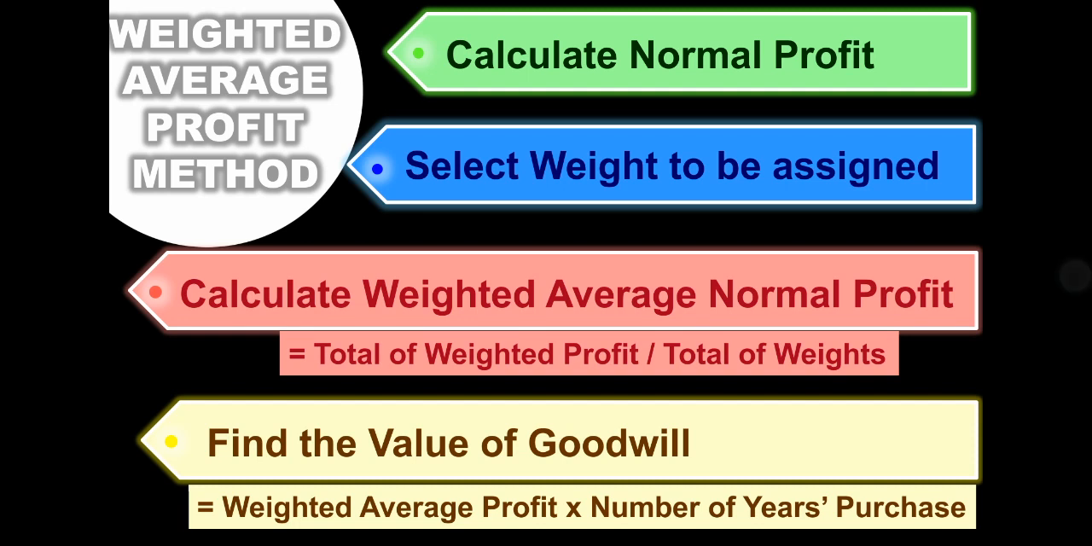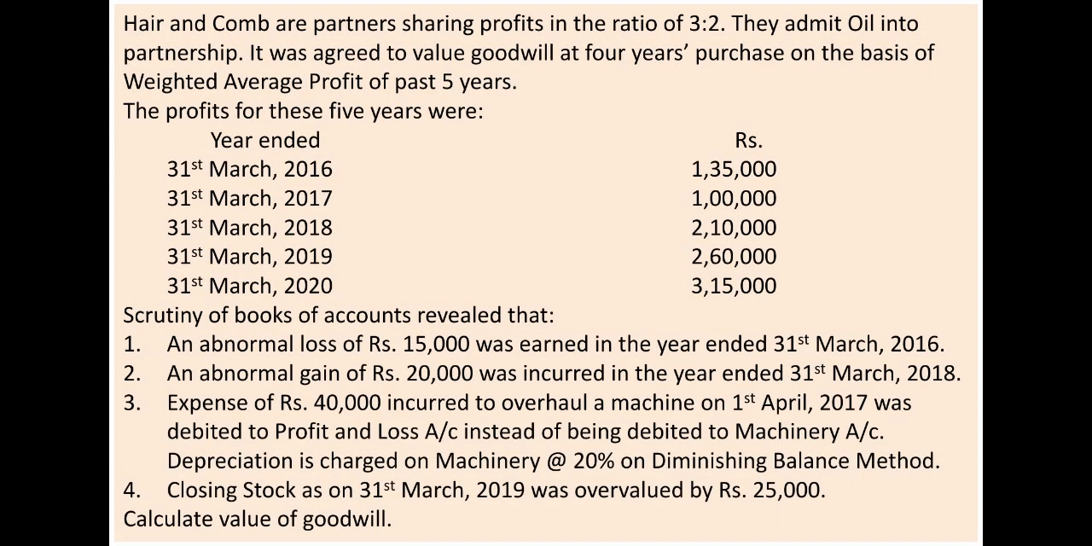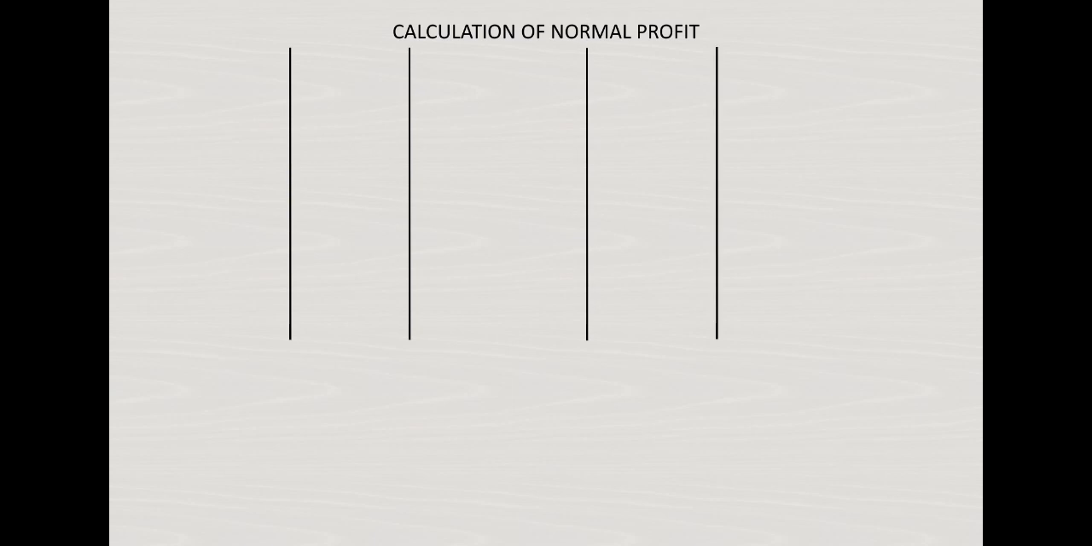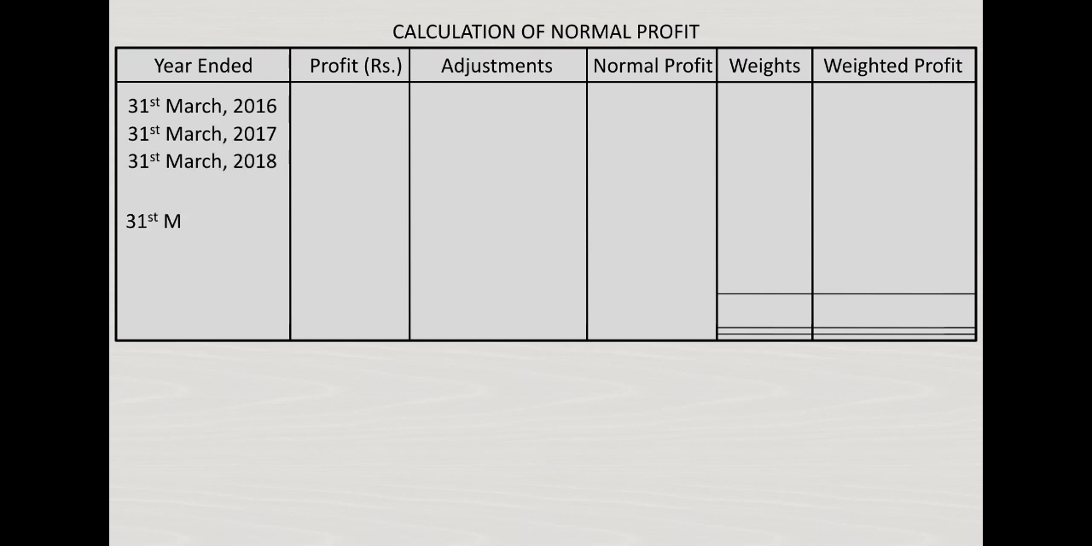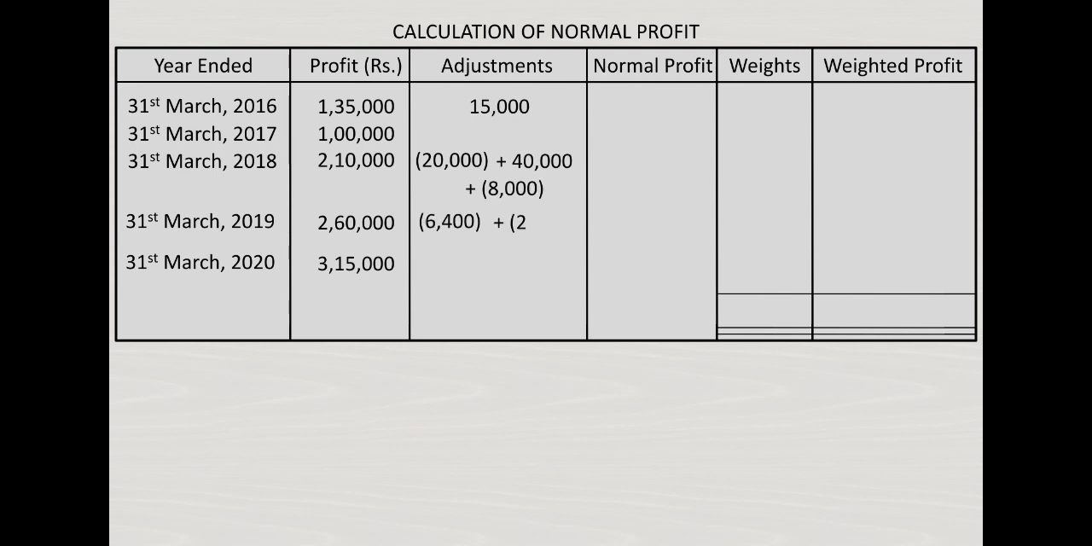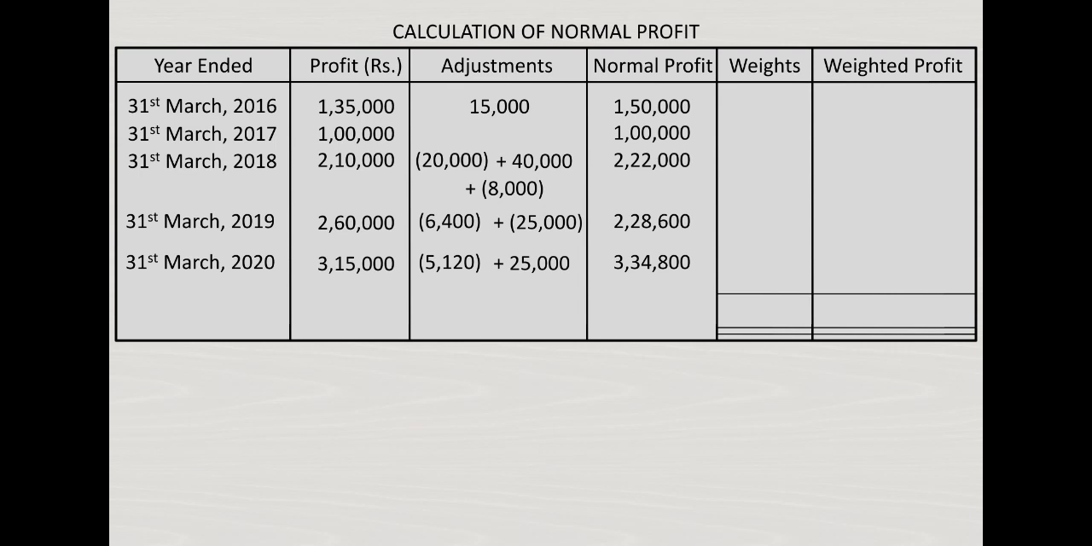Let's start our question. This is the same question we did earlier, so you need not write this again. We can see from there. Then let's make a table for calculating normal profit. And here, after calculating normal profit, we will calculate weighted profit in the same table. So write all the entries up to normal profit as they are the same. Then we are assigning weights.